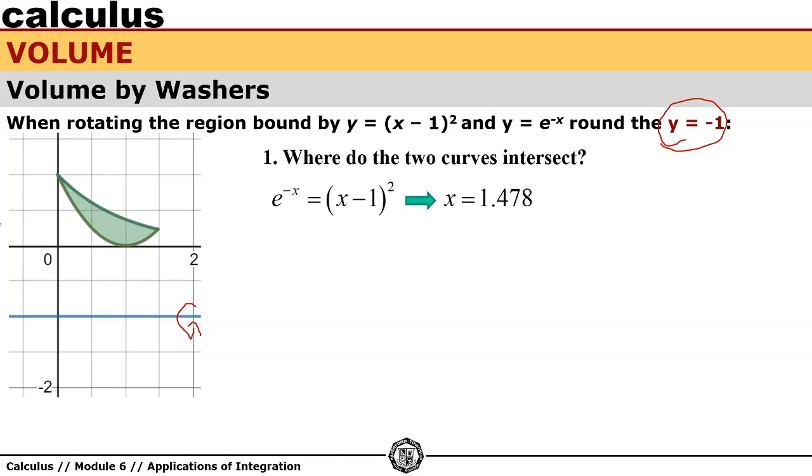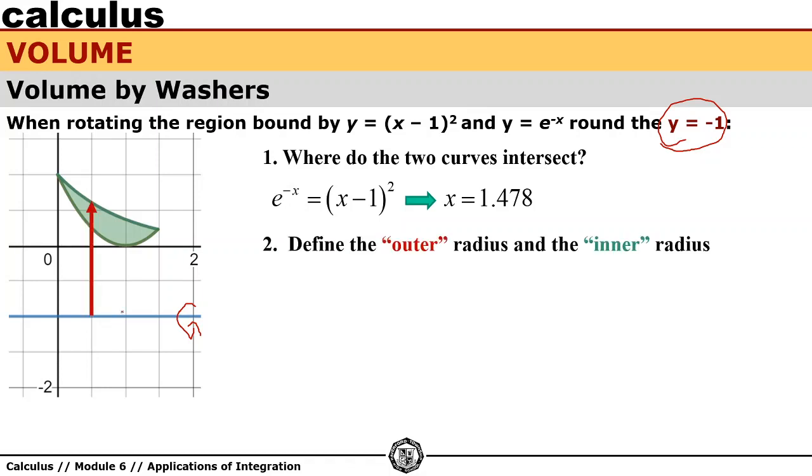But now we're going to get the outer radius. Again, start from the axis of rotation. Start at the blue line and draw your line up to the outermost edge. So I'm going to start here. Boom, all the way up to the top curve. Now the farther distance is e to the negative x. That's the top curve. So the outer radius is going to be e to the negative x minus -1.